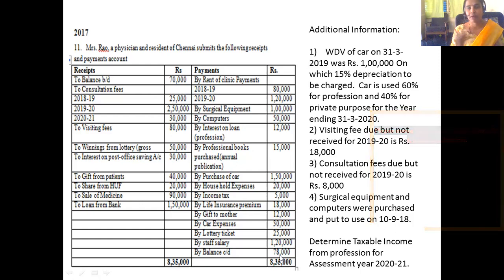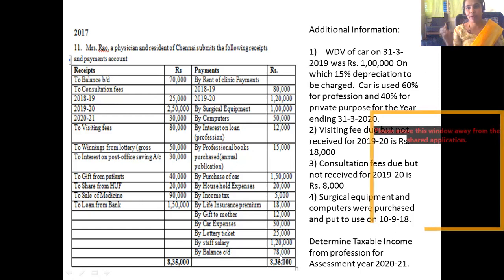Loan from bank. The receipt of the loan amount as well as the repayment of the loan can never be taken up. It is neither an income nor an expenditure. It is a liability. Loan can never be shown as a receipt. If the loan is taken for a professional purpose, then the interest on the loan you can claim as a professional expenditure. So going by the payments here, rent of the clinic.